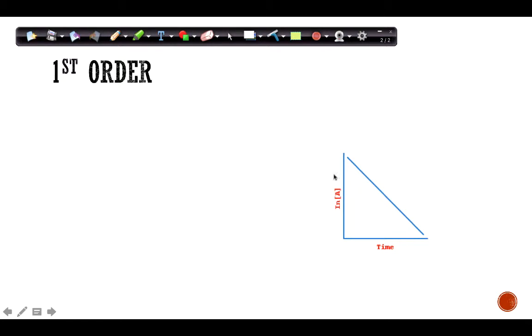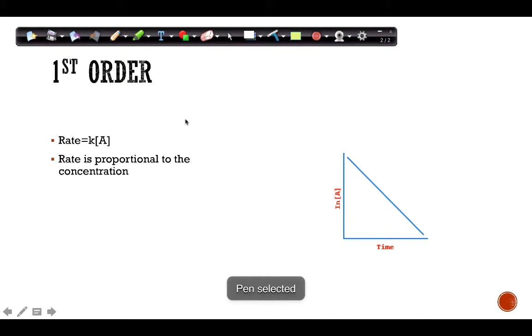Now, first order: if you graph the natural log of A, or of some reactant, versus time and get a straight line, that would be first order. So my rate law would look like this. That means that the rate is proportional to the concentration. So if I double the concentration, I will double the rate. If I triple A, I should triple my rate as well. You can prove that mathematically too by saying, okay, I doubled A, I'm taking it to the first, so 2 to the first would be 2. My rate would increase by a factor of 2.